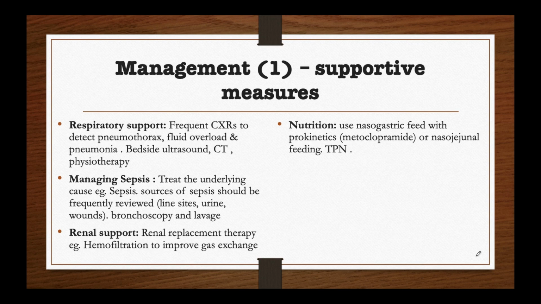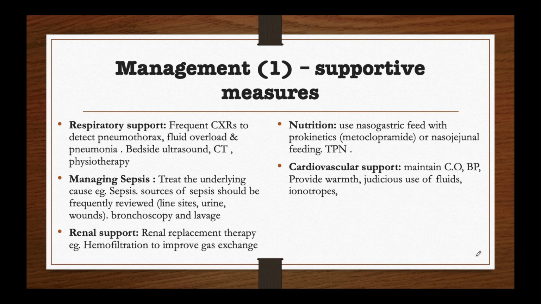Now, the nutritional status of this patient should be reviewed and managed accordingly, and so enteral nutrition should be established quickly. And we can do this by using the nasogastric feeding tubes. Alongside, we must give some prokinetics such as metoclopramide, or we can also feed the patient through nasojejunal feeding. And if this is not helping, then we may need to resort to total parenteral nutrition for this patient.